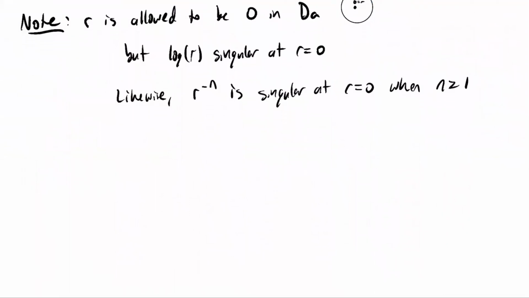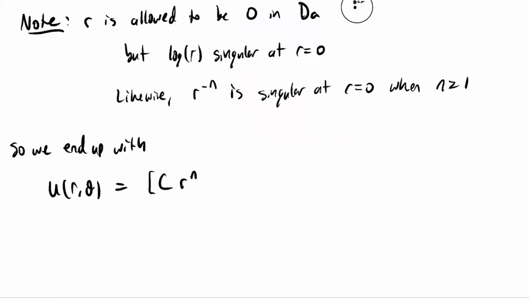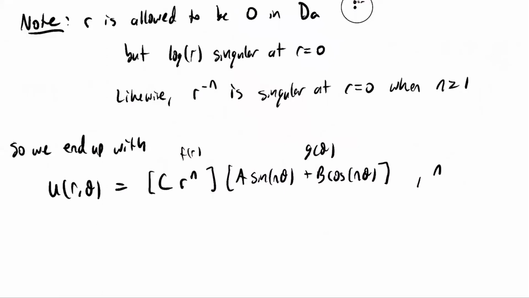And so this gives then finally, as a candidate for u, we have, well, f was c times r to the n, right? This is f of r. And g was a times sine of n theta plus b times cosine of n theta, g of theta, where n is just any integer bigger than or equal to 0.